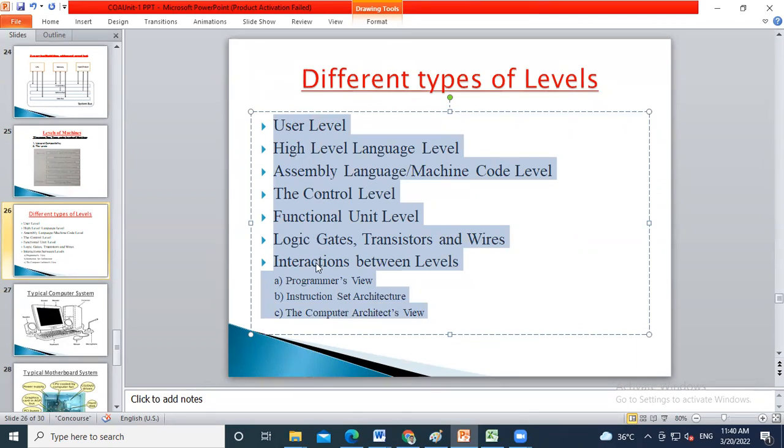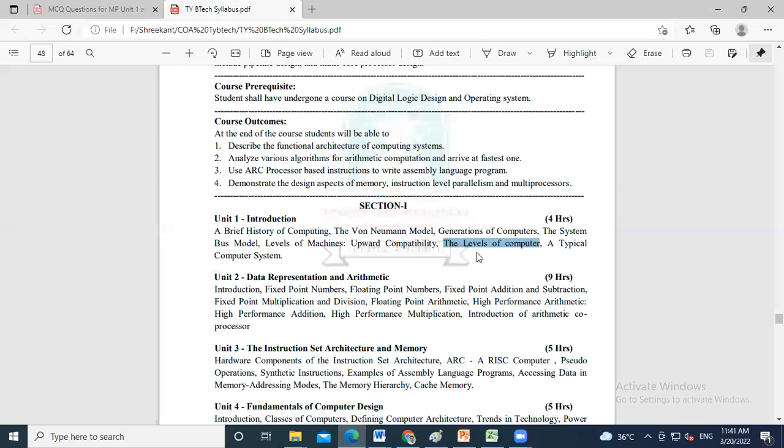There are 7 points. 7 times 3 lines is 21 lines, so you will get nearly one page of answer for the different types of computer levels. So this is your different types of computer levels, the levels of computer.